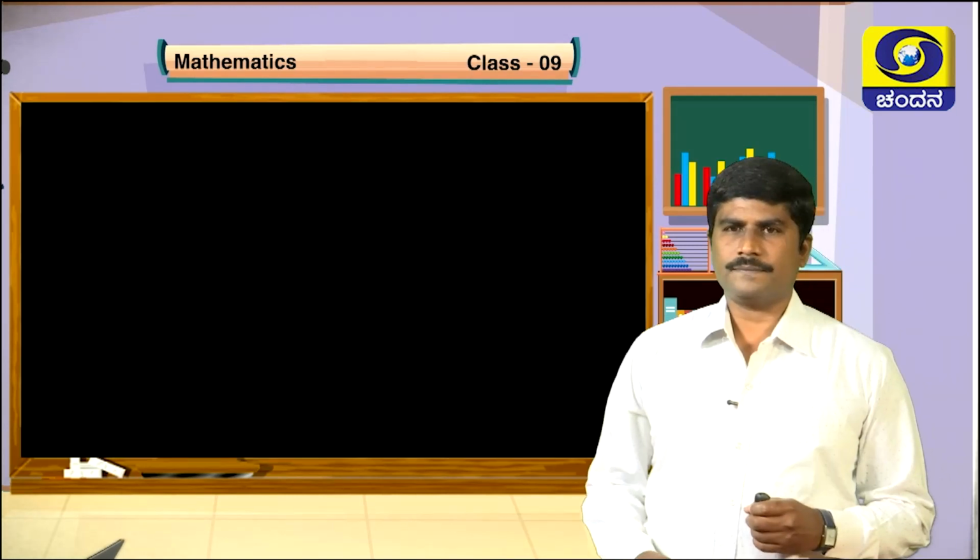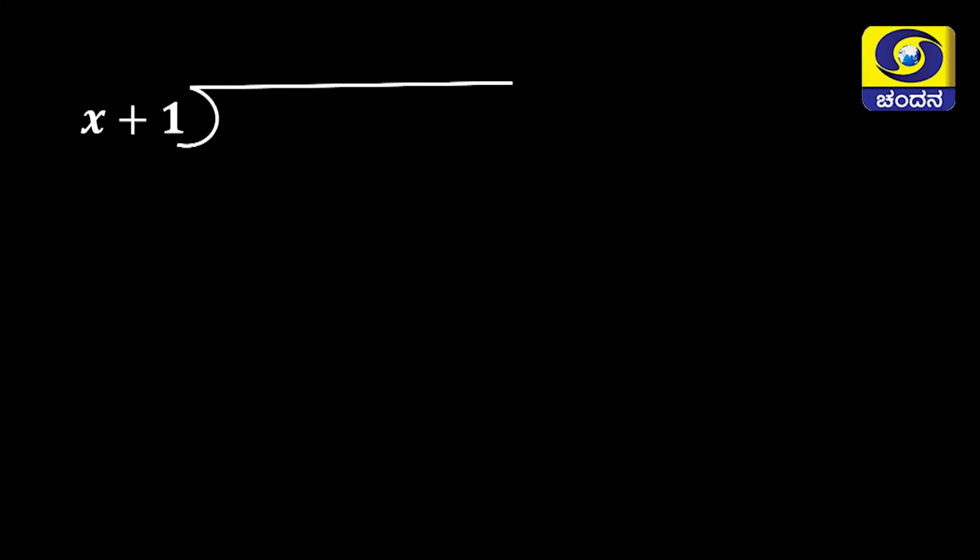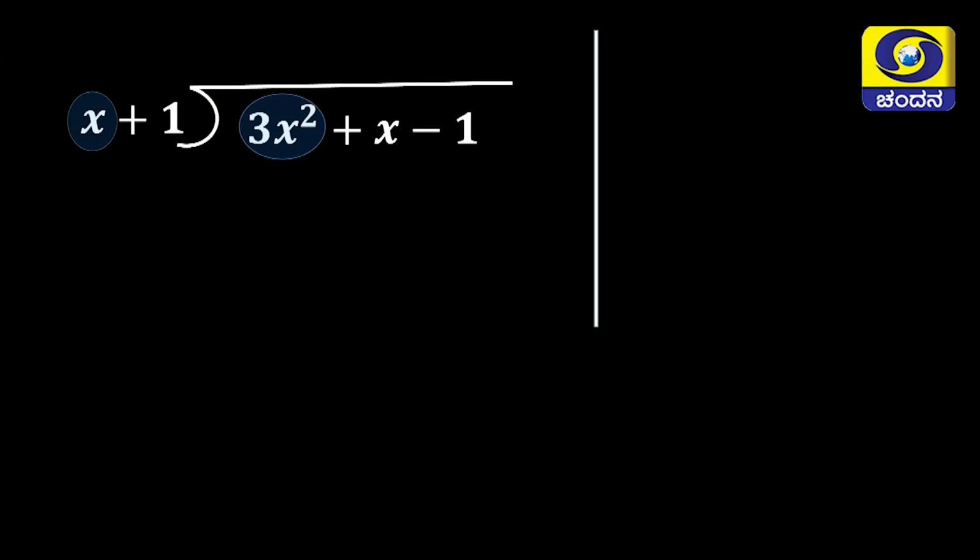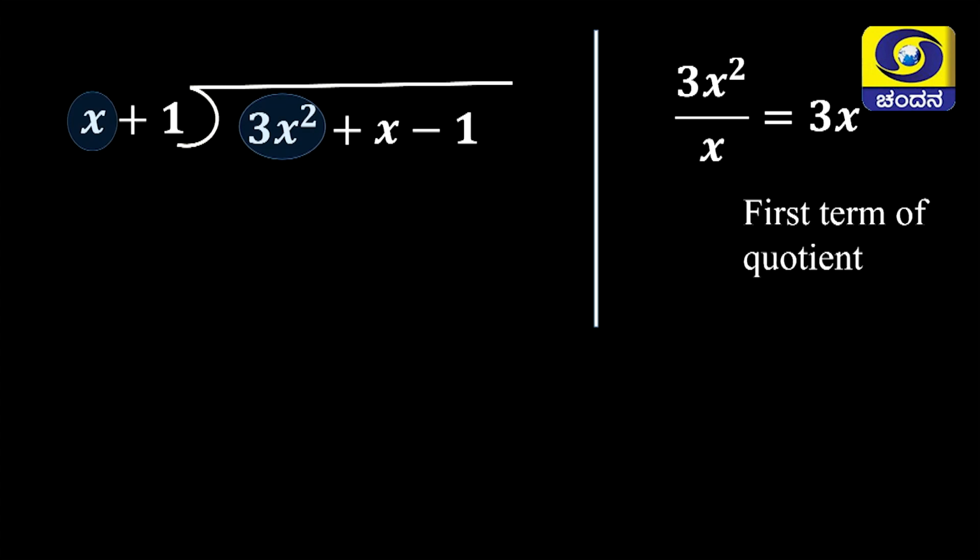Dear children, now we are dividing 3x square plus x minus 1 by x plus 1. We have to identify the first term of the polynomial, 3x square. Now 3x square divided by x, the first term of the divisor, gives the answer 3x. The x gets cancelled, and we get 3x. That is the first term of the quotient. Now we put 3x on top.